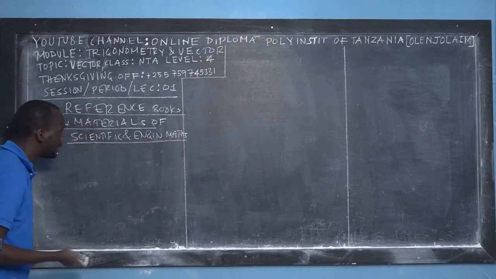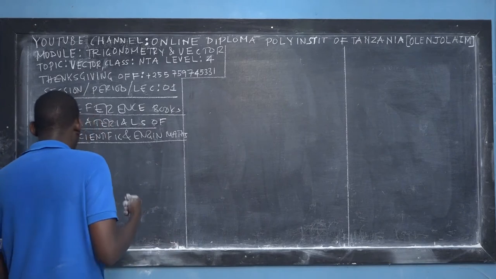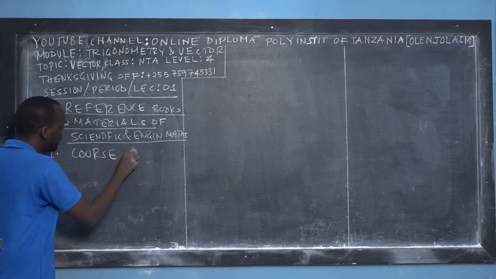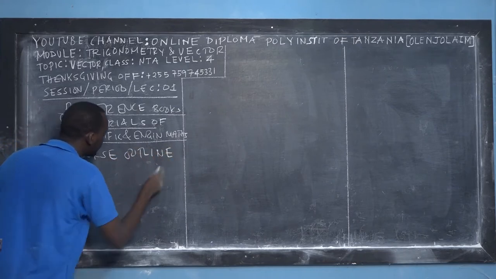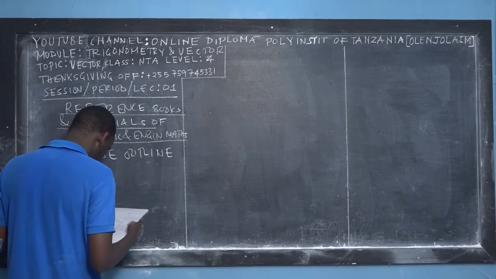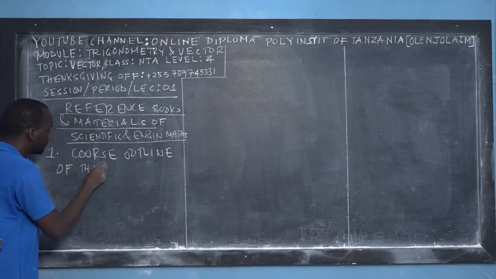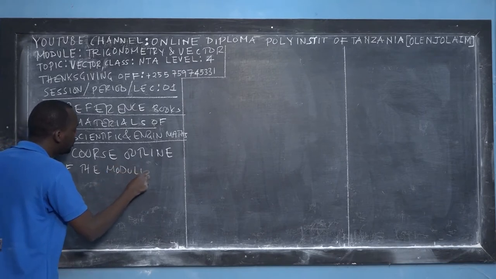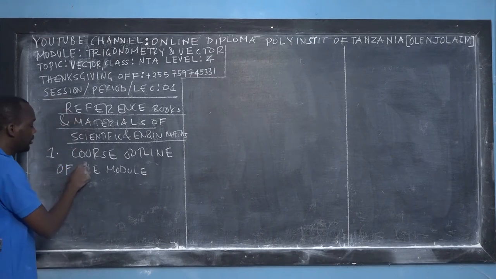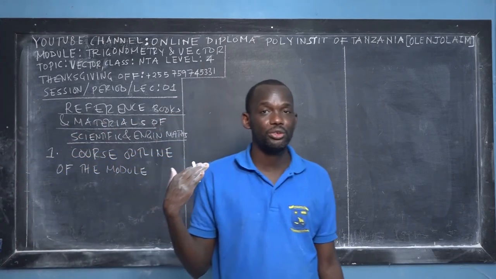The first required material for you to master any module at diploma level is what we call the course outline. It might be one paper, the course outline. So the first content you need is the course outline of the module you are learning. For example, if you are learning the module of coordinate geometry and vector, you have to ask for the course outline of that module from your class teacher or physical teacher who has been assigned by your institution to teach you.